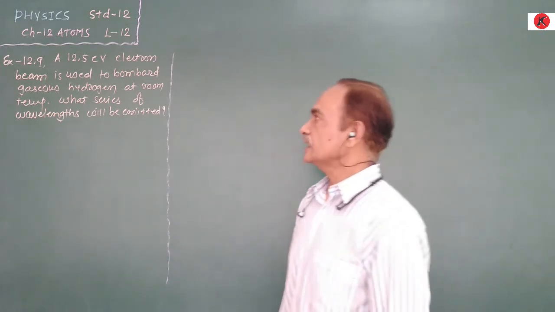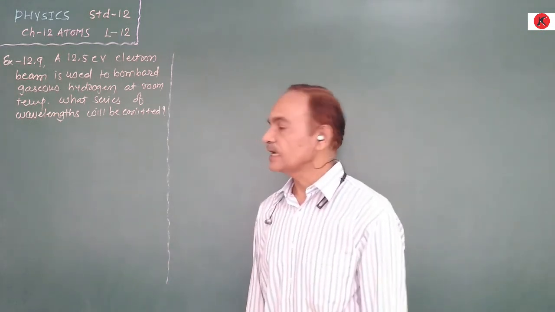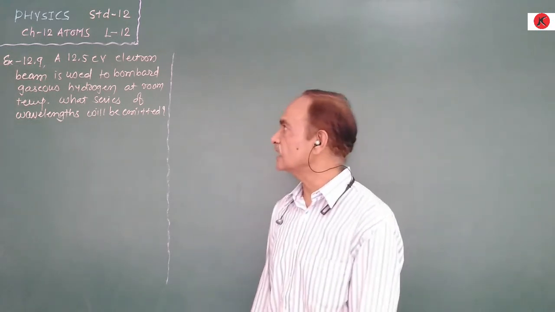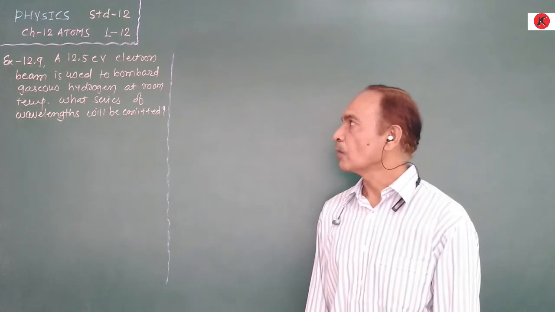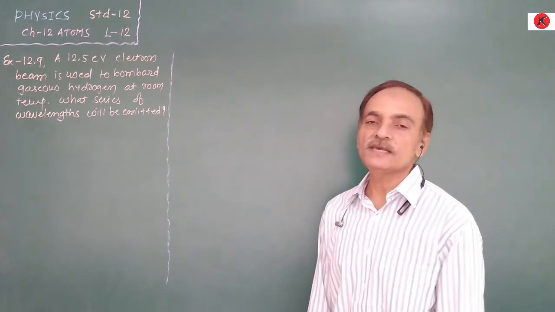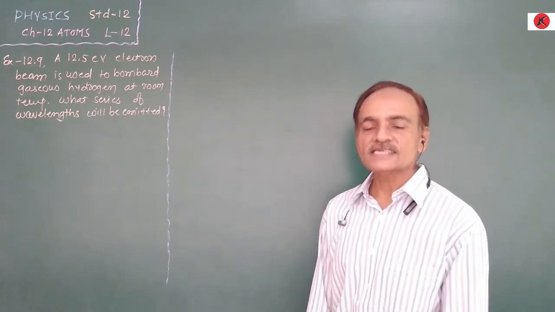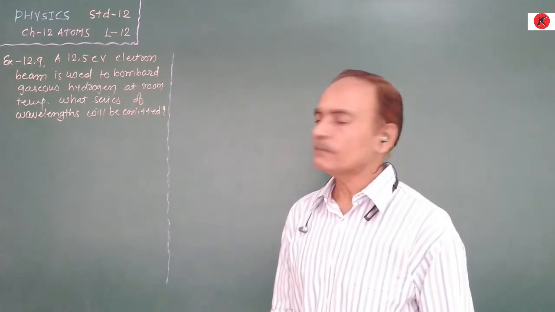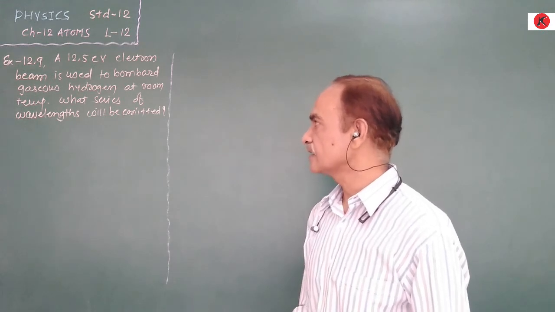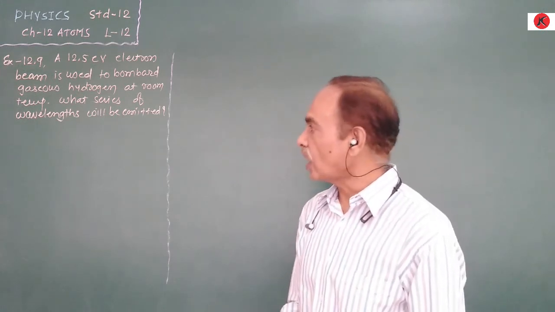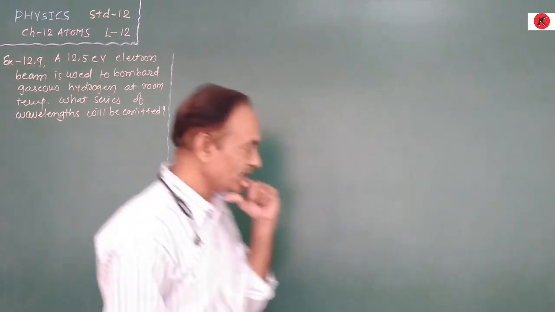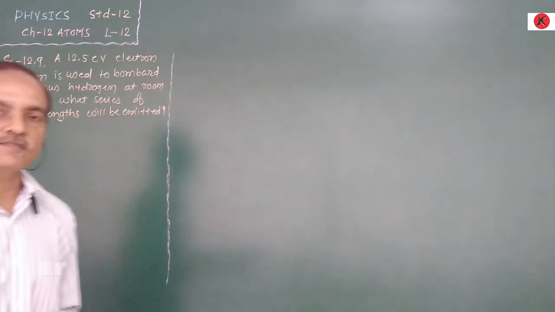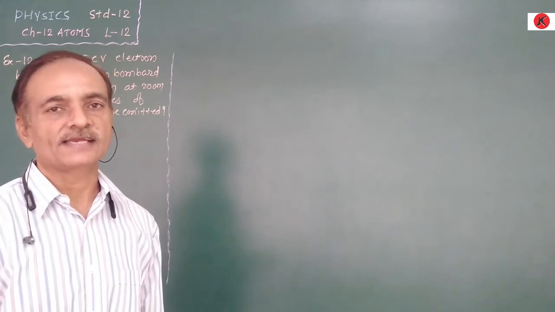Okay, now here a 12.5 electron volt electron beam is used to bombard gaseous hydrogen at room temperature. What series of wavelength will be emitted? In a gaseous hydrogen atom, when the electron beam of 12.5 electron volt is bombarded, what series of wavelength will be emitted? We have to find out the series and also the wavelength of the spectral light.